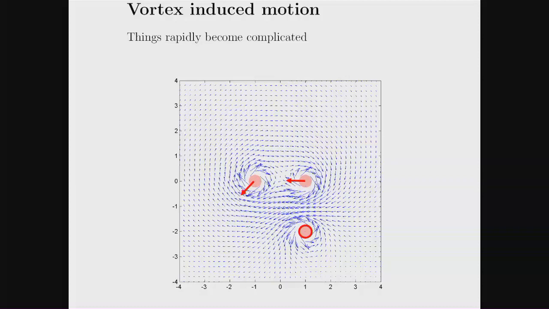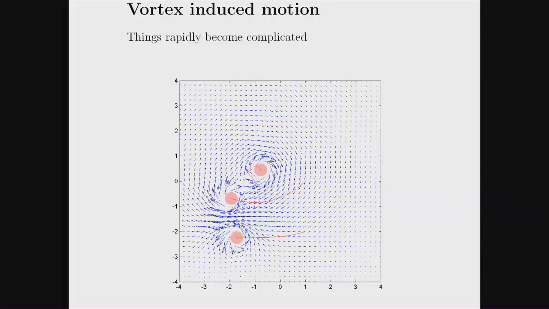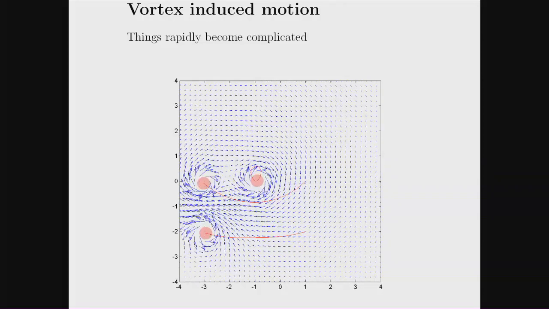So the movement would then be the sum of all these different effects, all right? It will be the sum of all the effects of the point vortices, okay? So you can see that it can become quite chaotic.